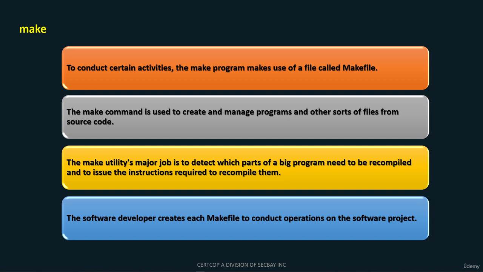One of the key parts of the make utility is to decide which parts of the program must be built or recompiled, and to issue the instructions required for recompilation. So software developers create a make file to accomplish the development of their software project. Once the configuration file has done its job, we then invoke the make file.